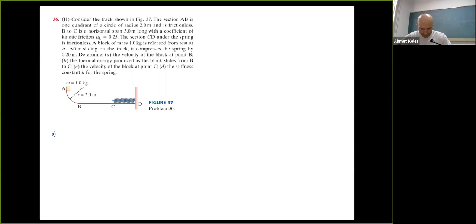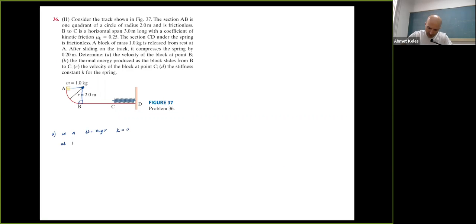A. So what is the velocity of the block when it reaches B? I think this figure is not nice. It doesn't look like a full quadrant to me, but that's fine. So at A, I have potential energy, which is mgh, but h is equal to R. And kinetic energy is equal to 0.